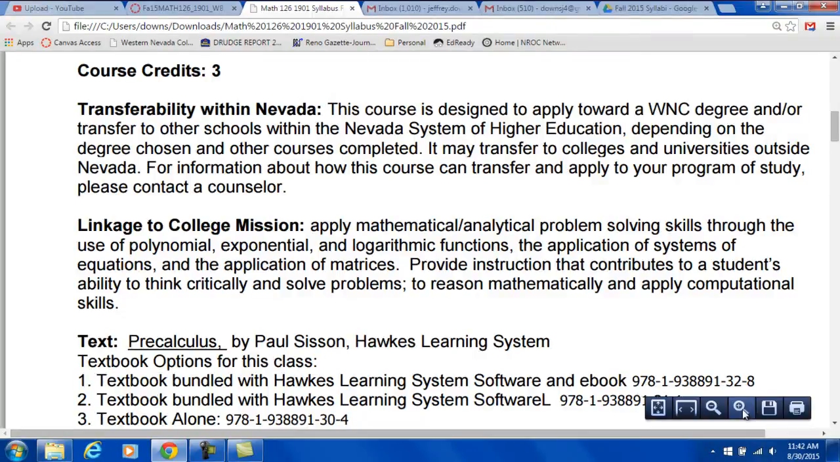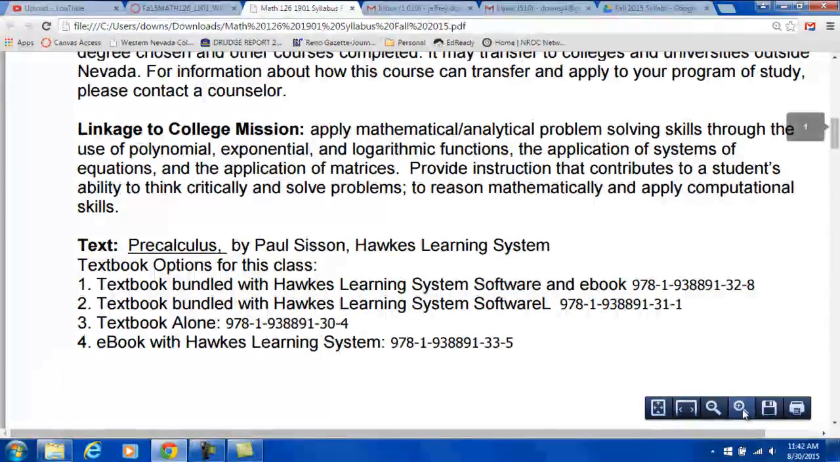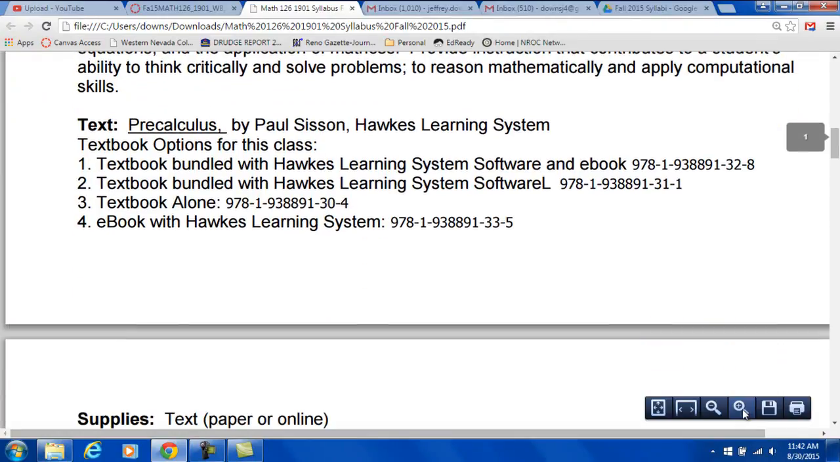Linkage to college admission. Apply mathematical analytical problem-solving skills through the use of polynomial, exponential, and logarithmic functions, the application of systems of equations, and application of matrices. Provide instruction that contributes to a student's ability to think critically and solve problems, to reason mathematically, and apply computational skills. The book we're going to use is Pre-Calculus by Paul Sison, Hawkes Learning System, second edition book.